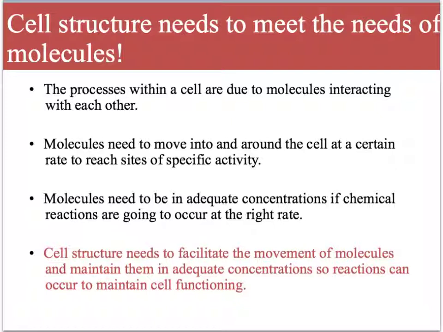It's a mouthful. Molecules need to be in adequate concentrations if chemical reactions are going to occur at the right rate. So if I need to make a polypeptide chain, I need to actually have the sufficient materials to build it. The molecules need to come into contact with each other, or else that is not going to happen. So cell structure needs to facilitate or assist the movement of molecules and maintain them in adequate concentrations so reactions can occur to maintain cell functioning. This is where osmosis and diffusion, bringing things into and out of the cell, comes into it.